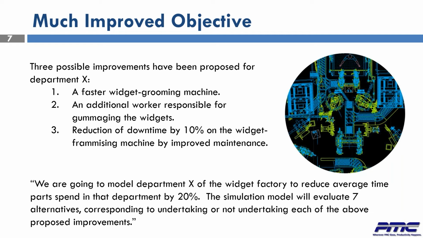So a sensible, knowledgeable analyst may have come up with, "I really think we need a faster machine at this point." Well, no, I really think we need an additional worker assigned to certain tasks. Well, no, the problem really is that one of the machines has too much downtime and we need to reduce that downtime. Now you've got three competing ideas. And that is going to lead to 8 alternatives.